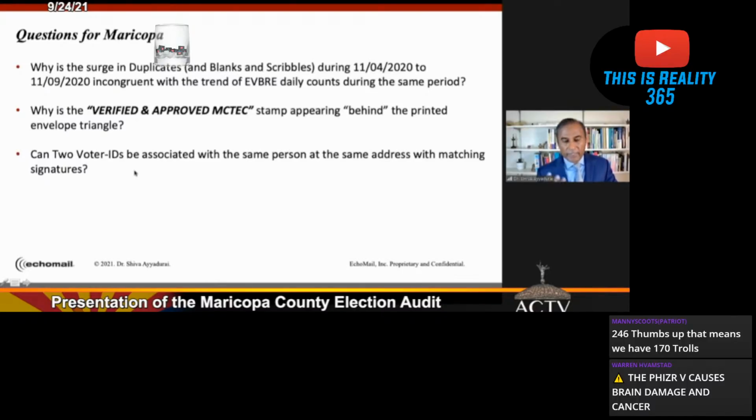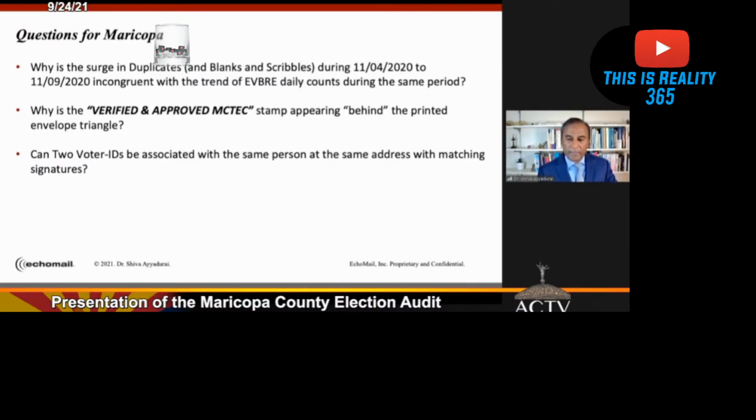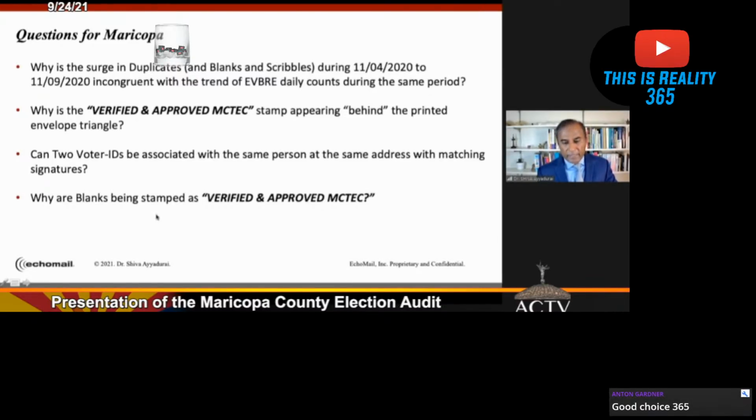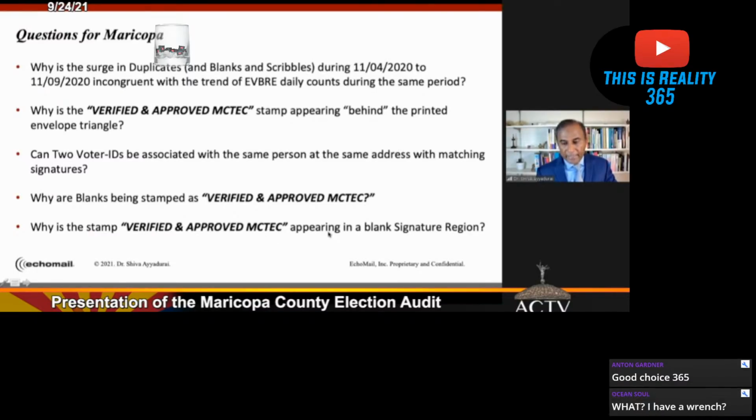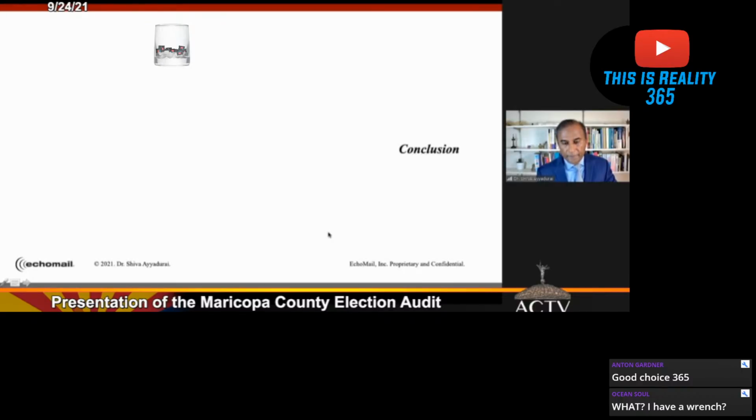And the other question is, can two different voter IDs be associated with the same person with the same address with matching signatures? Is that allowed? And then finally, why are blanks being stamped as verified and approved? And then more importantly, why is a stamp verified and approved appearing in a blank signature region? So those are our questions.